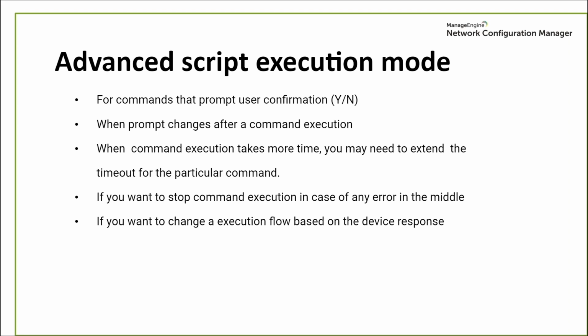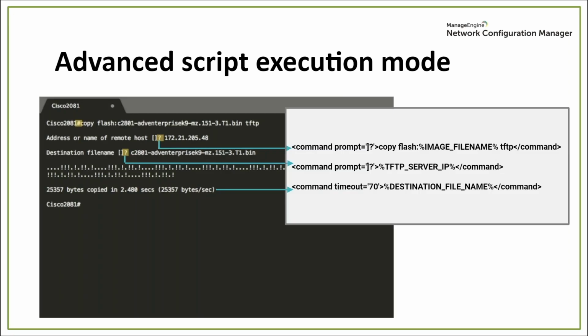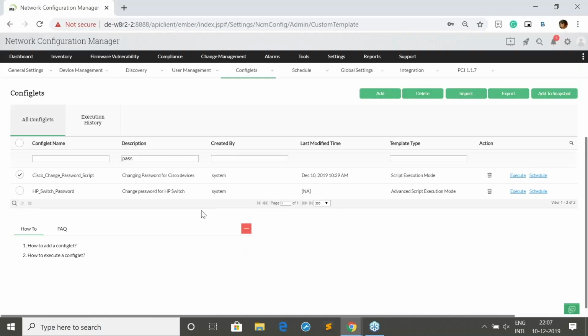Also, if you want to stop the command execution because of an error in the middle of execution, you can use the advanced script execution mode. Also, if you want to change an execution flow based on the device's response, you can use the mode. So here in the example, you can see that the prompt has changed from hash to question mark. So this is why advanced script execution mode is more suitable in such cases. So I'll show you an example for advanced script execution mode.